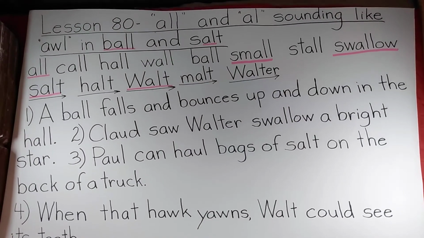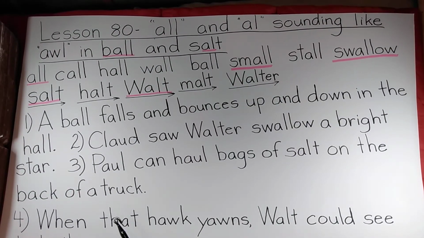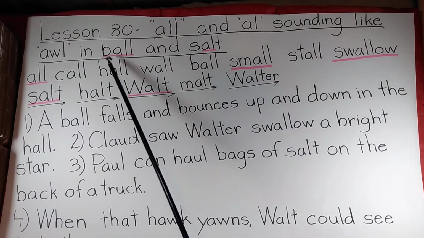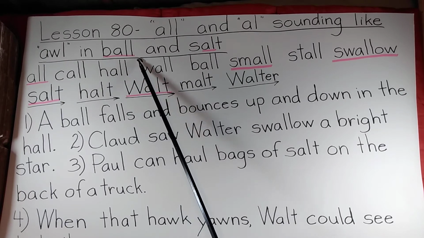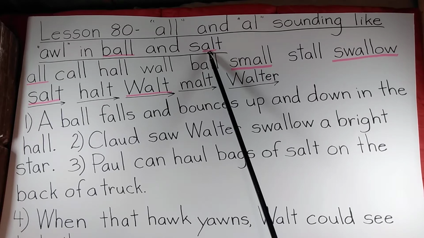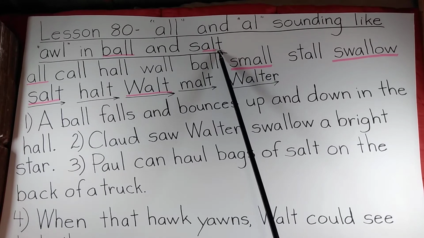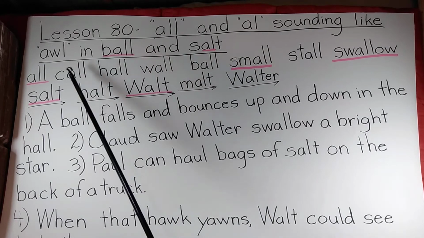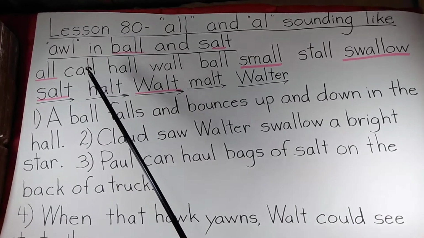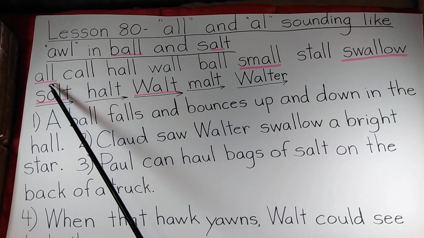Now, some more aw sounds from unlikely combinations of ALL and AL. ALL as in ball, and AL as in salt. And when the AL sounds like all, usually it's followed by a T. And that'll be the case in all the examples that I give, as you'll see. Here we have all.